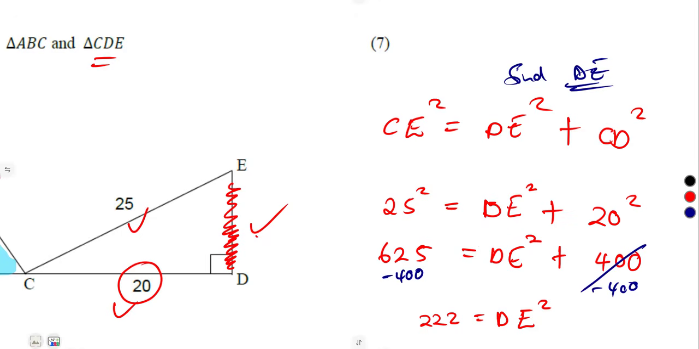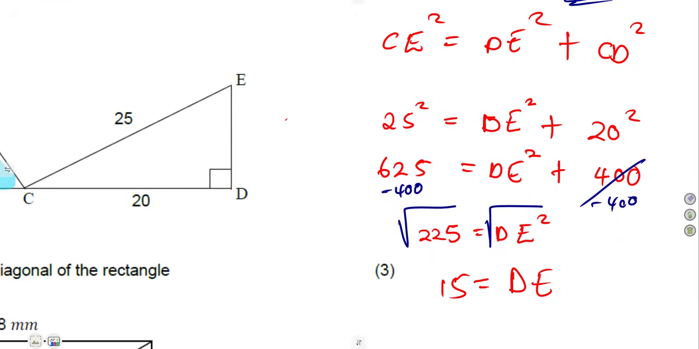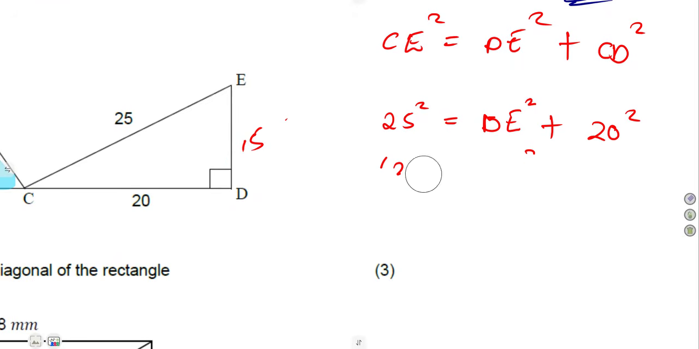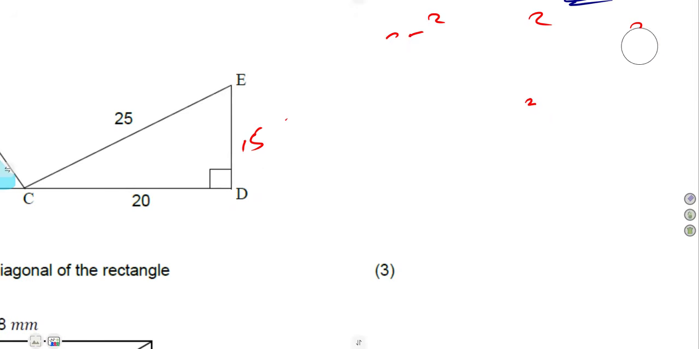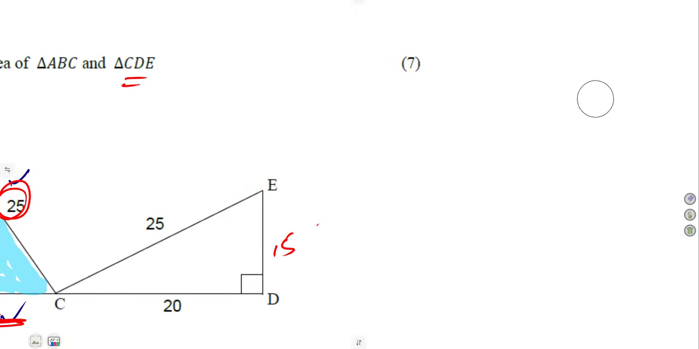All right, so that's 225. So introducing the square root, just like the previous case, you're going to determine the length of DE, which is 15 units. Let's just say 15 units, as we are not given. These are centimeters. These are what? So this is 15. So what will be the area now? We have applied the Pythagoras in order for us to determine the third side. So that is why you see this question had a lot of marks, 7 marks.